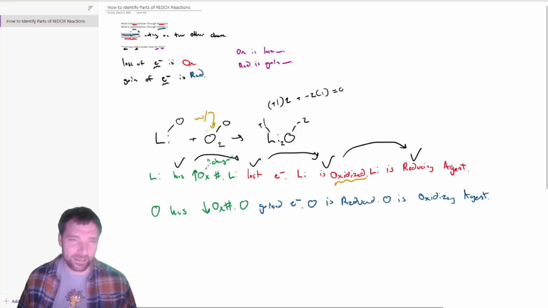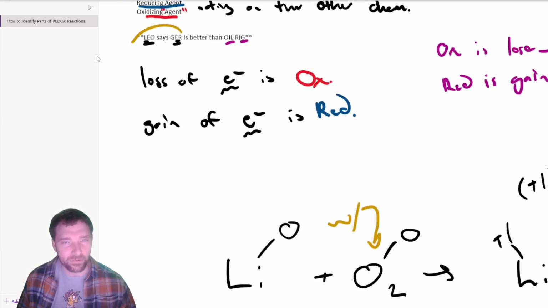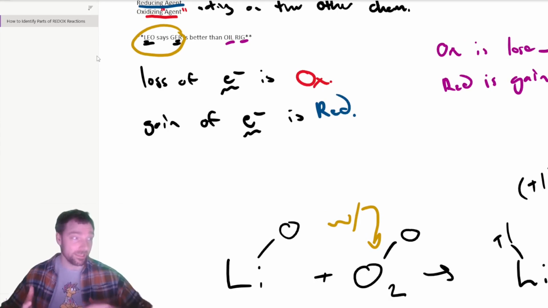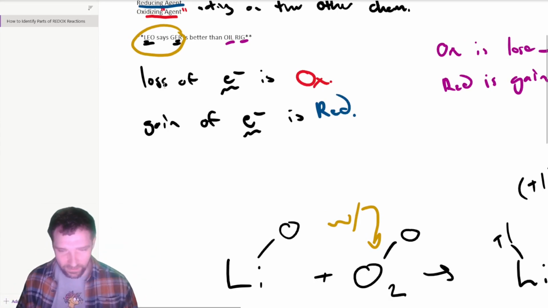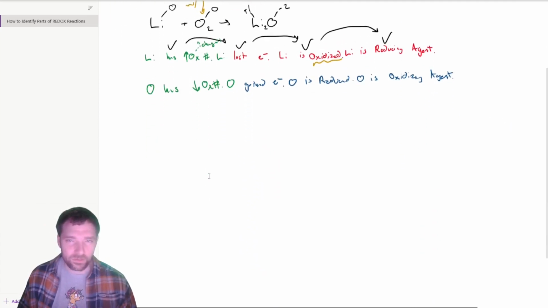And that's why I really like the LEO says GER, because it just kind of takes care of that component of what's going on with each process in terms of the electrons. And it's very, very clear. So we've got one reaction done here. I'm going to do another one.